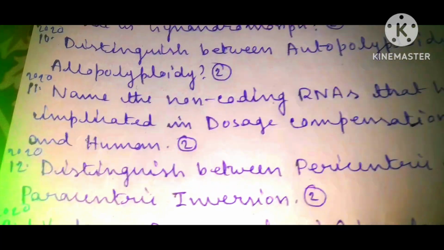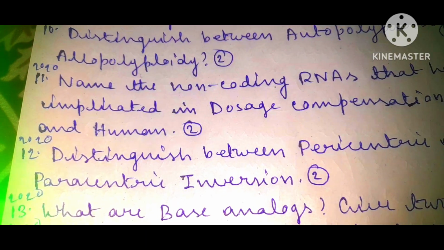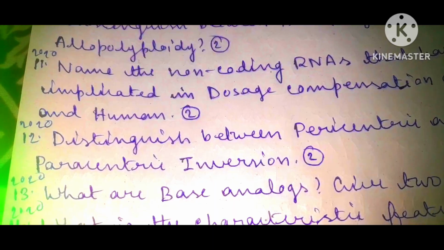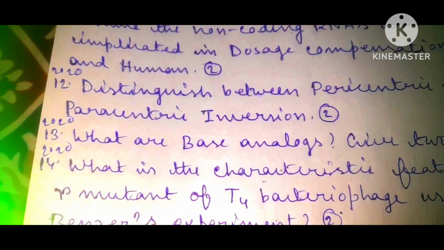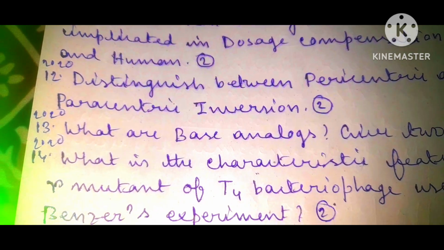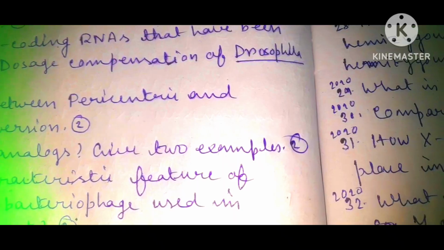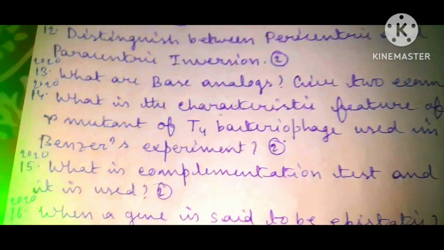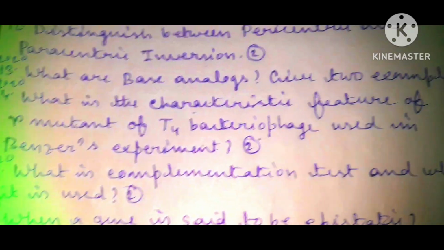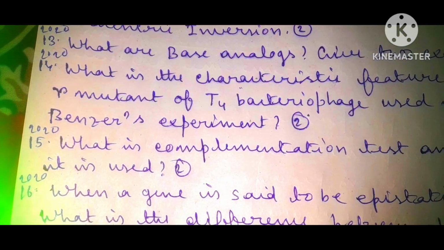Name the non-coding RNAs that have been implicated in dosage compensation of Drosophila and human, carrying 2 marks. Distinguish between pericentric and paracentric inversion, carrying 2 marks. What are base analogues? Give 2 examples, carrying 2 marks. What is the characteristic feature of r mutant of T4 bacteriophage used in Benzer's experiment, carrying 2 marks?